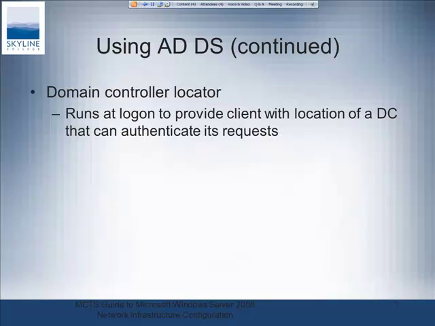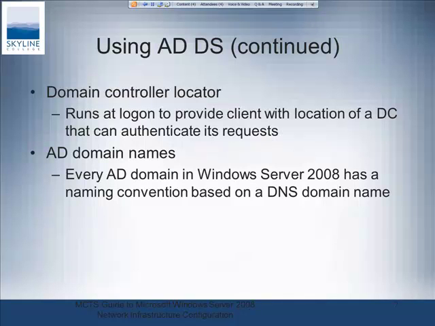The domain controller locator, excuse me, runs at logon to provide a client with the location of the domain controllers that can authenticate its requests. Again, DNS related. Active Directory domains have a naming convention based on the DNS domain name.